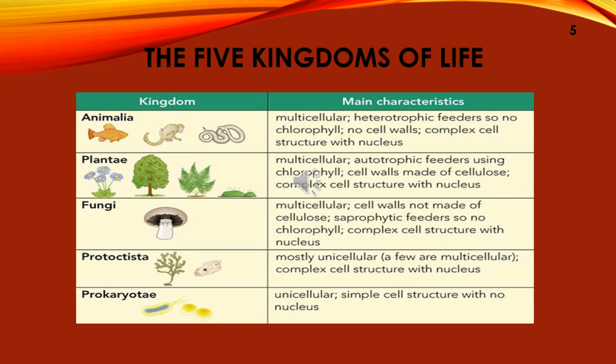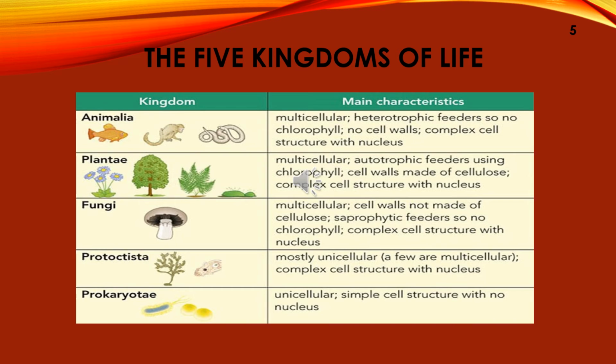The first kingdom that you have is Animalia. In Animalia, it's multicellular. Multicellular means that they have more than 2 cells. And here you have the koala as an example. You have the fish, you have the monkey, and you have the snake.